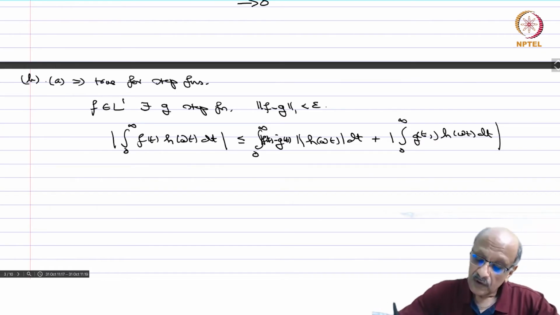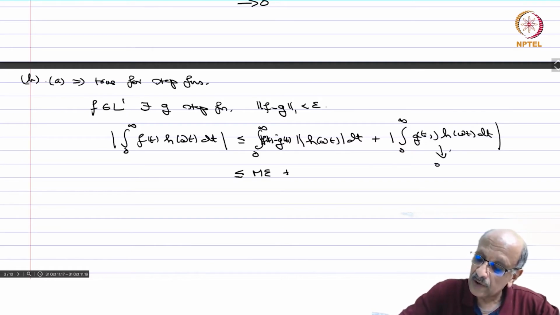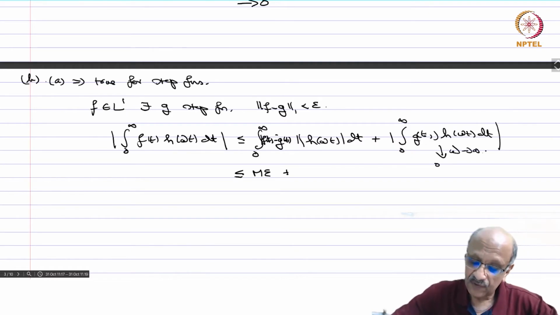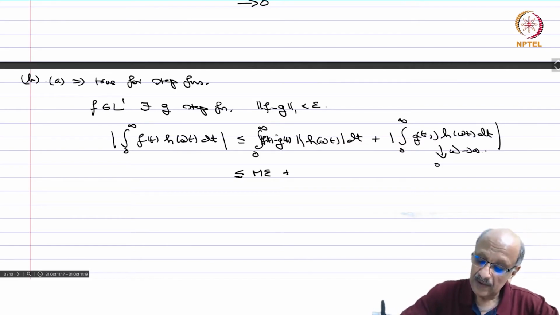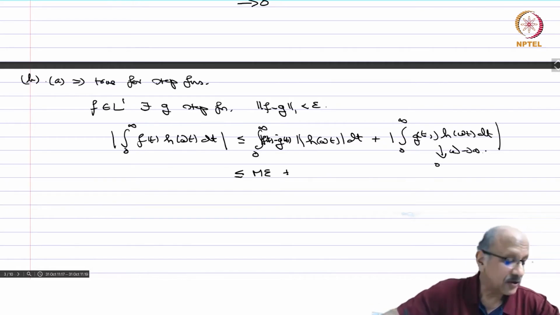Okay, so for the first term, h is a bounded measurable function, so that is less than or equal to M. Now you get the integral of mod f minus g, and that is the L1 norm, and therefore that is less than epsilon. Okay, so that first term is less than epsilon. And the second term, of course, g is a step function, therefore this goes to 0 as omega tends to infinity. Therefore you can make this arbitrarily small for omega tending to infinity, and consequently you have the result.